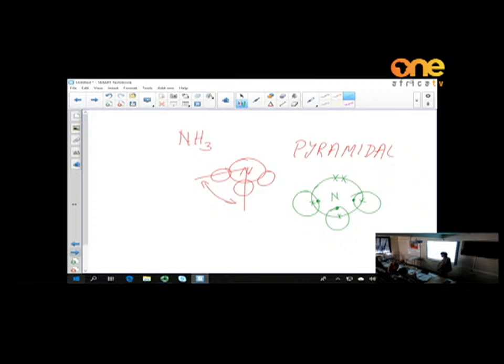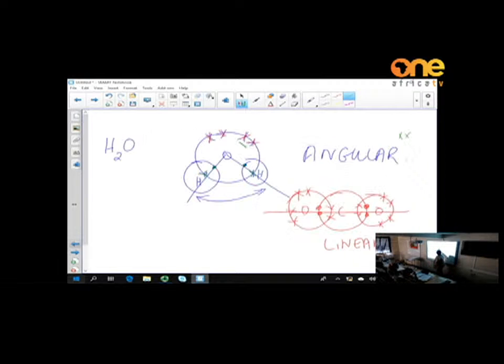Altogether 7, but 5 in the outer shell. All right? So here we have our hydrogen atoms. Now, if you go and compare this to the water molecule, can you see we have 2 single pairs that will repel each other strongly.